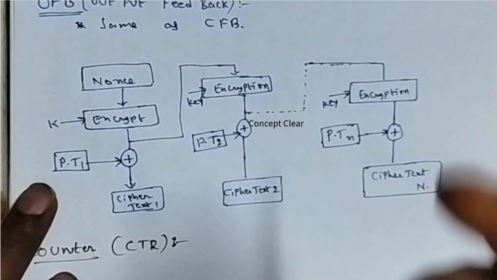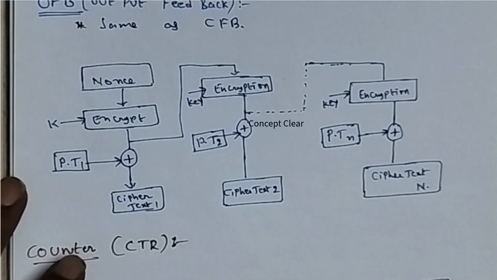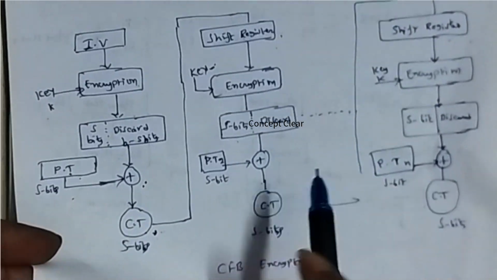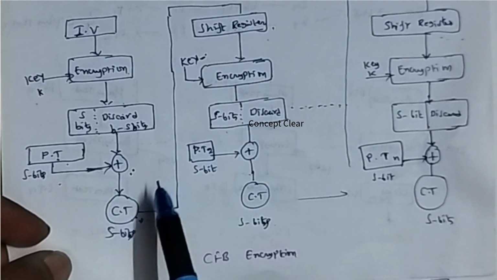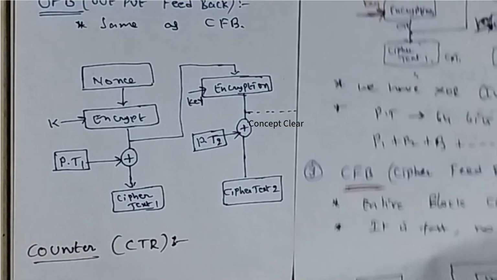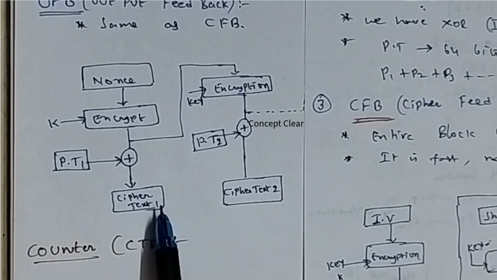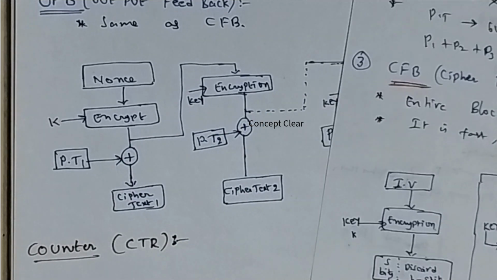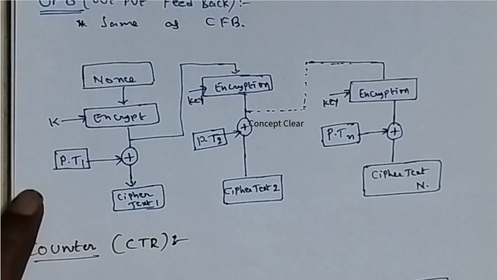It is same as CFB. Here, instead of plain ciphertext, the output is given as the feedback form. Okay, in the previous one, CFB, the ciphertext we are getting becomes the input. The ciphertext is taken as the input to the next round. But here we will not take the ciphertext. We are taking the encrypted data as the input to the next round. Okay. What is the difference here?